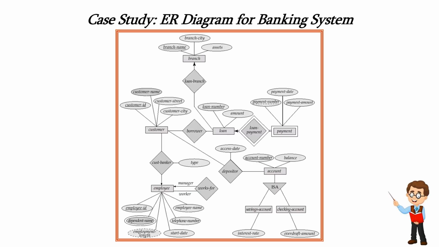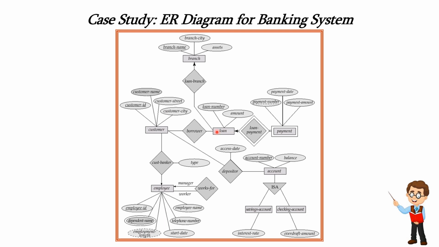Next we will see the case study. Here we are considering the ER diagram for a banking system. So this is the diagram. Here we can see that we have the entity set called customer. It has the attributes customer ID, customer name, customer street and customer city. This customer can be linked to the loan entity set through the borrower relationship because a customer borrows a loan, and it can also be linked to the account entity set through the relationship depositor.